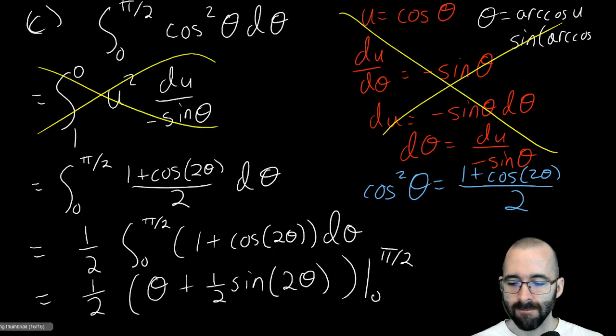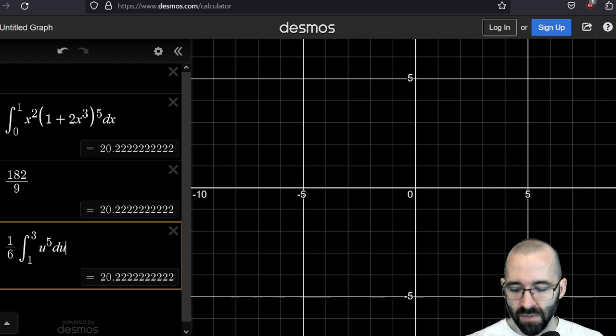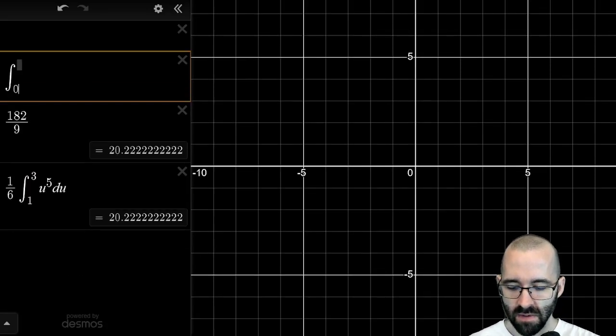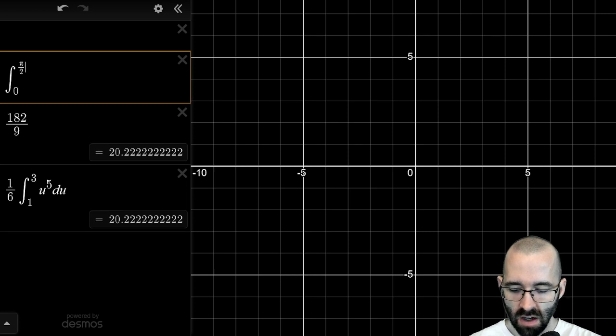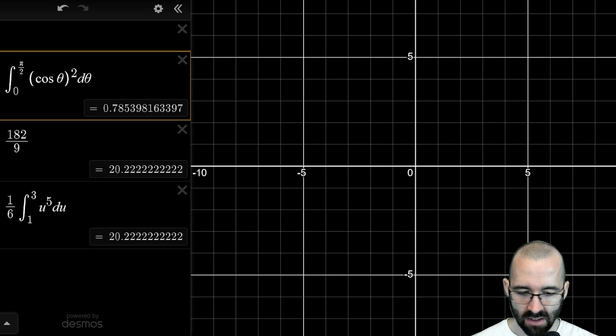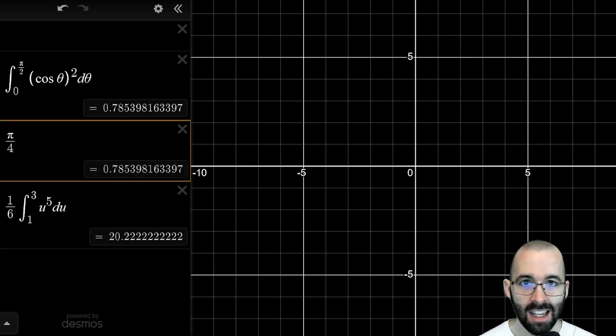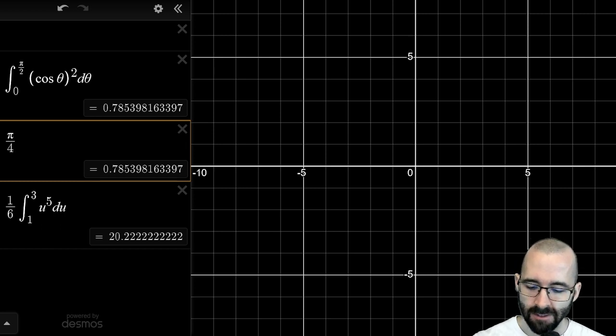And we can check our answer. Integral from 0 to pi over 2 of cosine squared of theta, d theta. Is that pi over 4? Neato. My grandma says neat a lot. I also say neat a lot. There we go. We did it.